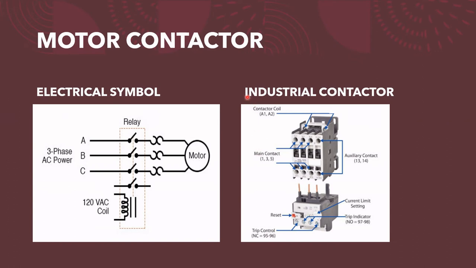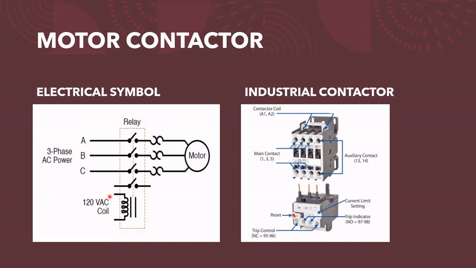Now let's describe the industrial contactor. This is the pictorial representation of how the contactor looks in a real industrial environment, and this is the electrical representation of that contactor. Basically how the contactor works is, the contactor has a coil, represented as A1 and A2. This same coil is being represented over here in this symbol.